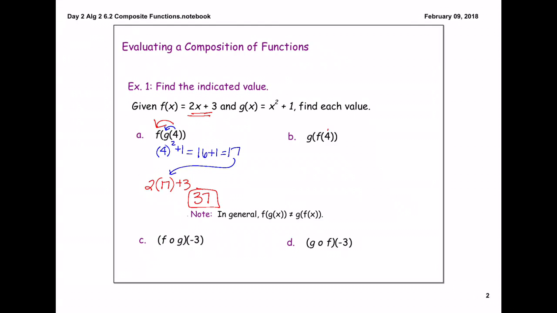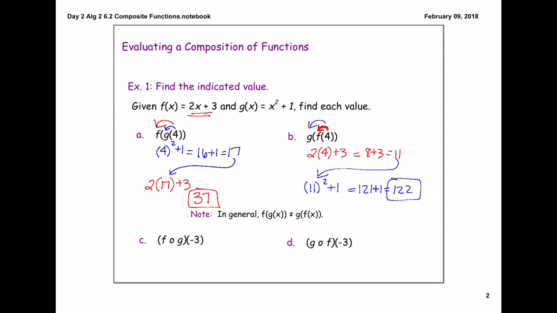Example B, we want to evaluate our f of x function first. So we want to plug 4 in for all the x's in f of x. 2 times 4 is 8 plus 3 is equal to 11. We then want to plug that 11 into our g of x. So 11 squared plus 1, 121 plus 1 equals 122.